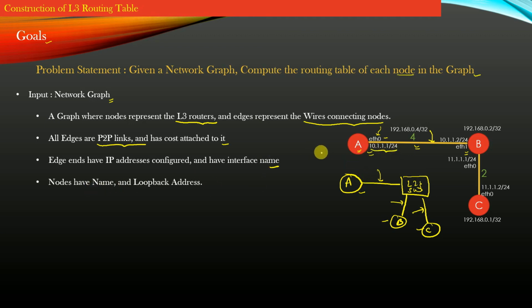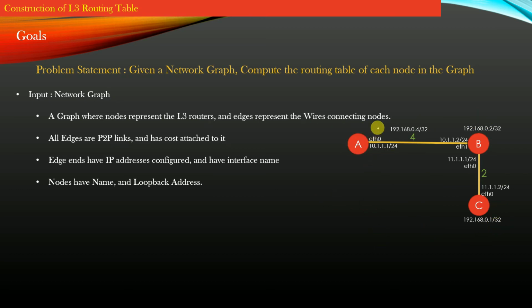And all nodes in the topology have a definite name. For example, the name of this node is A, then you have B and C. And every node in this topology has its respective loopback address. For example, the loopback address of node A is this particular loopback address. Similarly, node B's loopback address is this one, and so on. So the loopback address serves as a unique identifier of a device in the network topology.